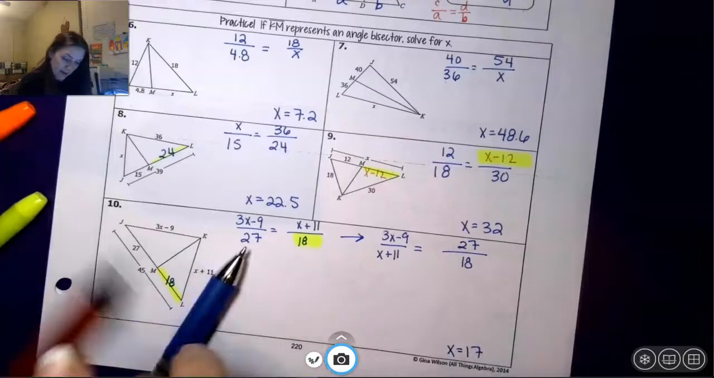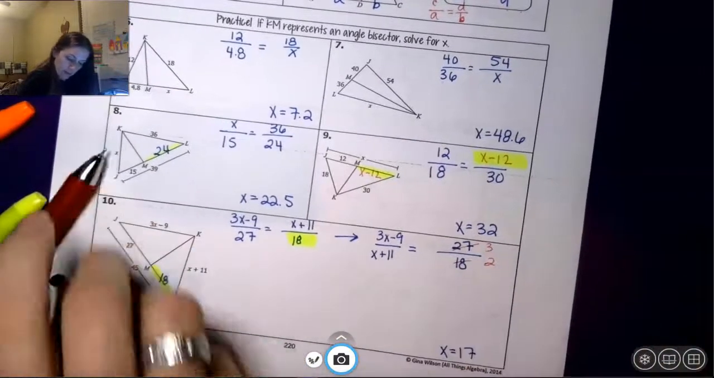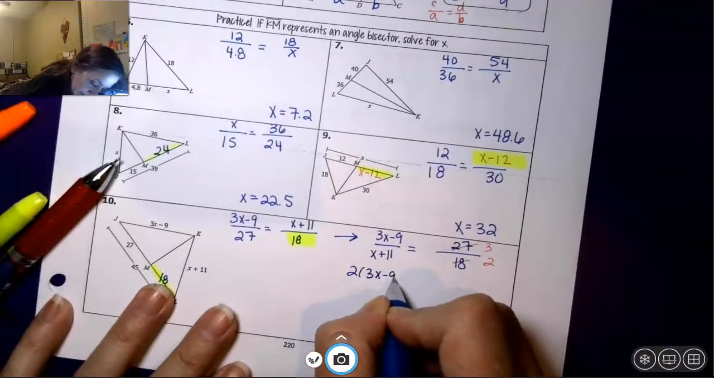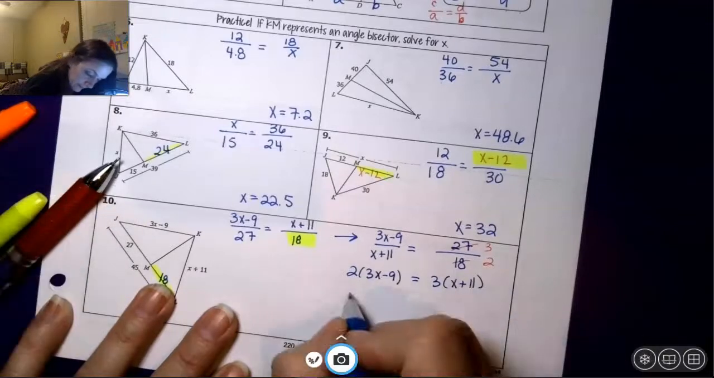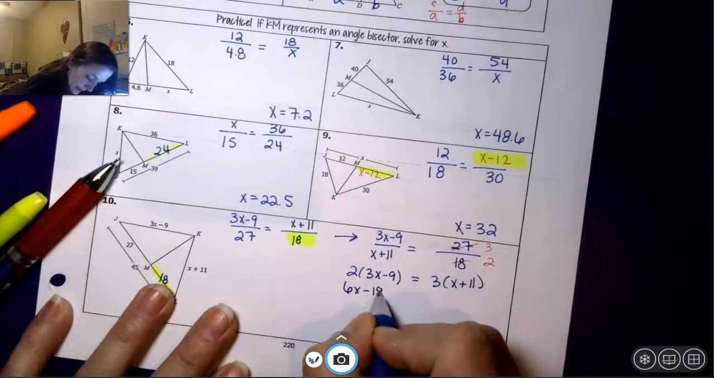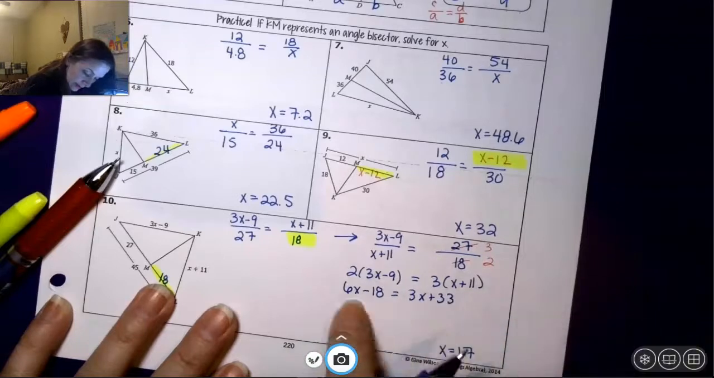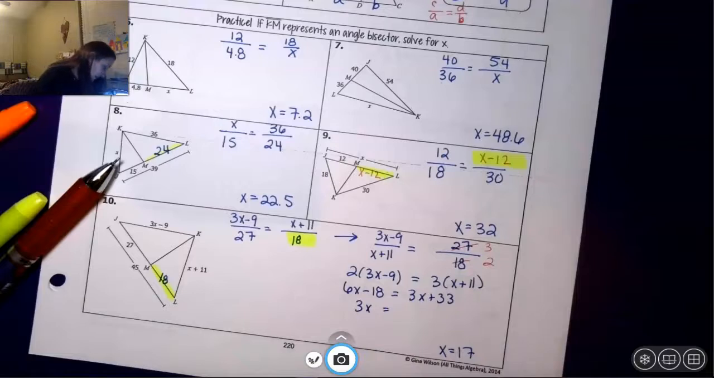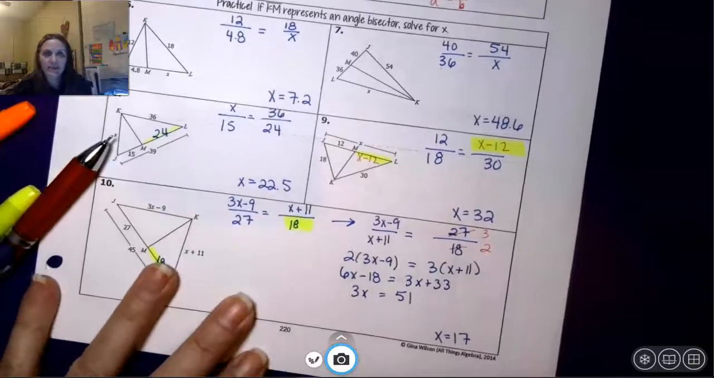I'll go ahead and work this one out. It's the trickiest one. Divide by 9, we get 3. Divide by 9, we get 2. I would end up with 2 times 3x minus 9 equals 3 times x plus 11. 6x minus 18 equals 3x plus 33. Subtract, I get 3x. Add, I get 33 plus 18, 51. And divide by 3, we get 17.